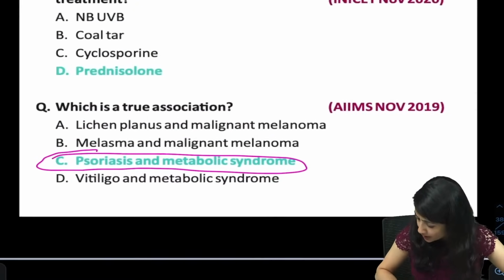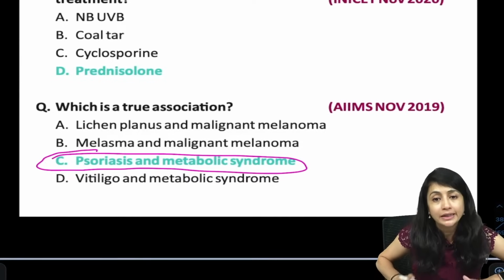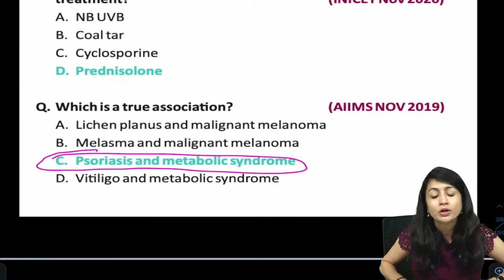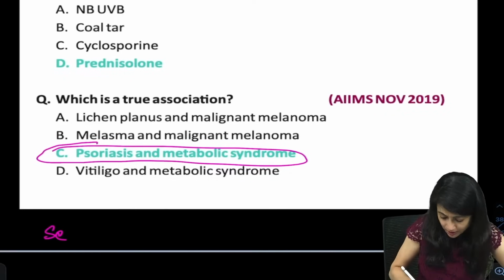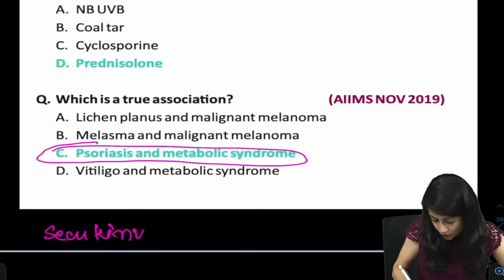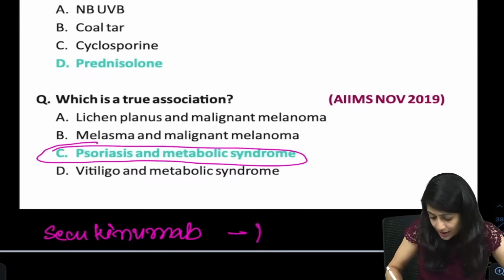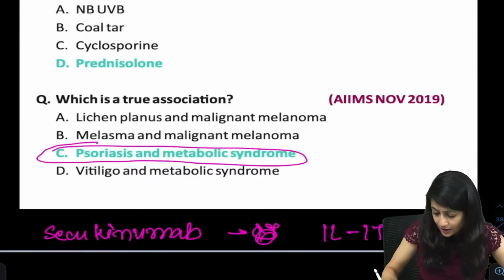There are a lot of biologicals which are available. In India, we have etanercept. Most commonly we use secukinumab. I'll quickly give you a name because they may ask. Secukinumab is what is used and this is an IL-17 inhibitor. It is an IL-17 inhibitor.